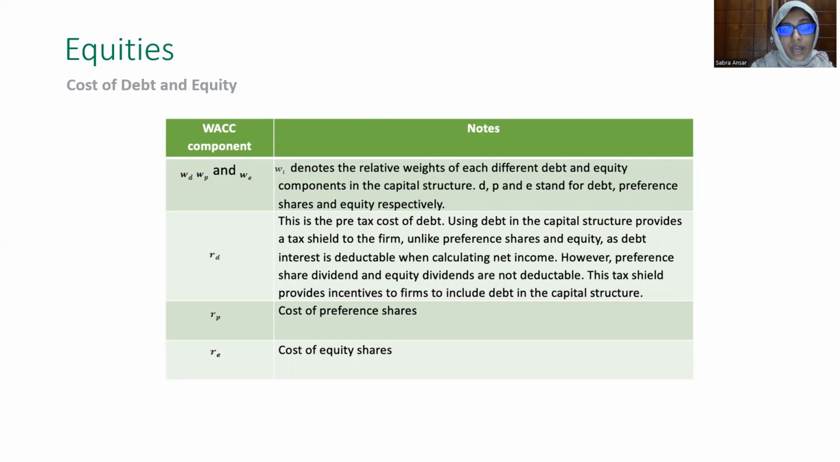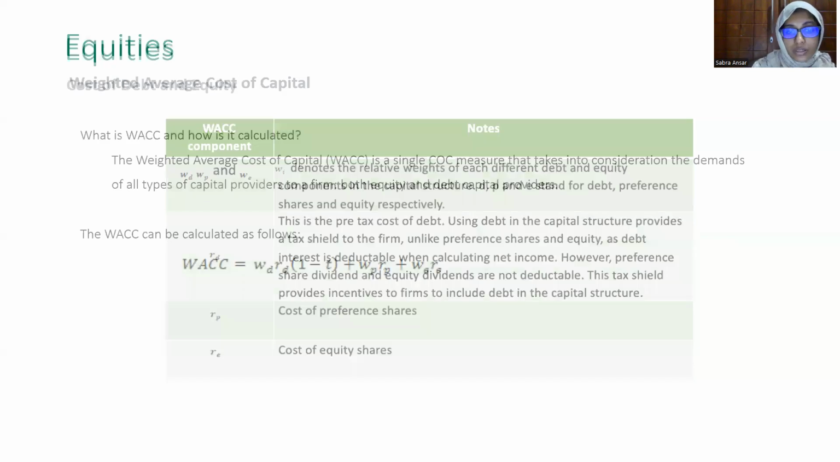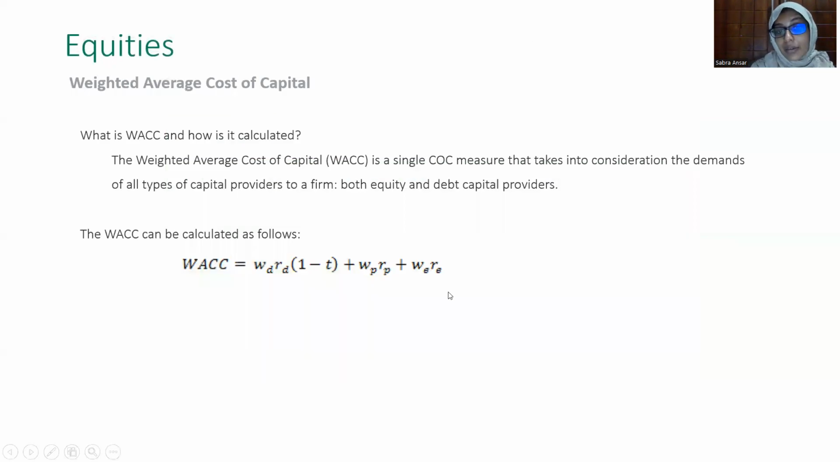And when it comes to RP, the cost of preference share is included in RP. The cost of equity share is included in RE. So basically the cost is multiplied by the weightage of each section to identify what is the mix of capital that is involved here and what is the cost for the company.